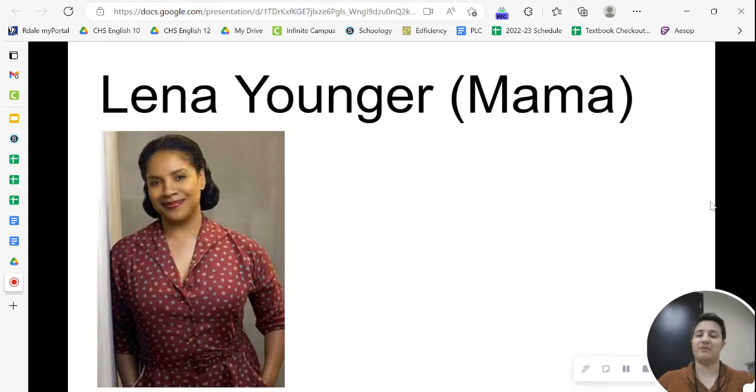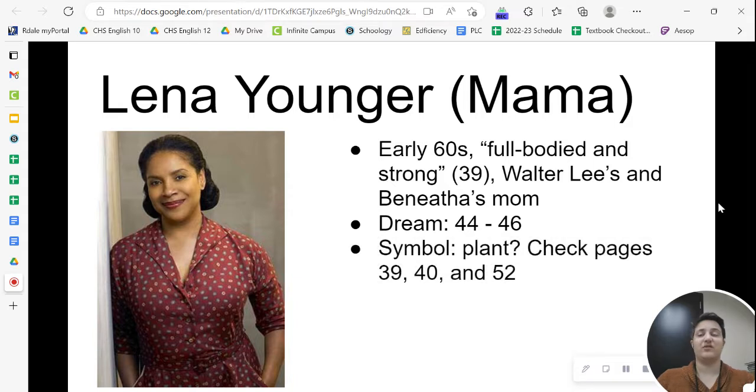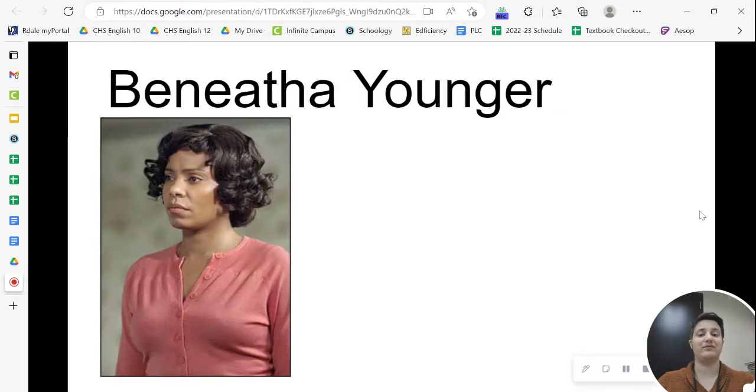Next up is Mama. Mama is in her early 60s. She's described as full bodied and strong. She is the mom to Walter and Beneatha and the grandmother of Travis. You can see her dream most clearly on 44 through 46. One symbol we've talked about with her in the past is the plant, which you can see on pages 39, 40, and 52. But that's definitely not the only option for Mama. There's many other places you can look as well.